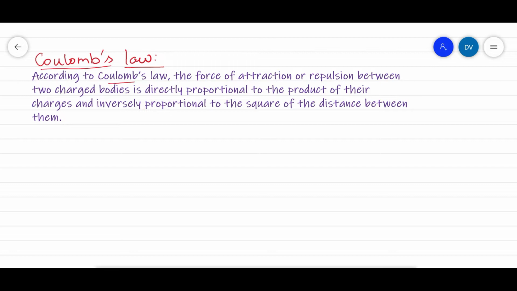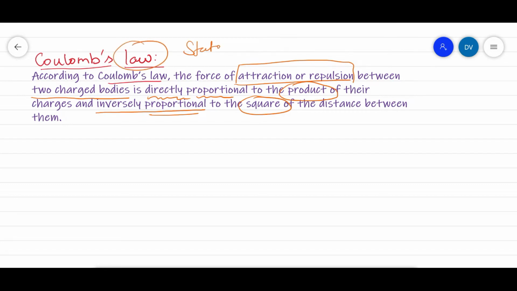According to Coulomb's law, the force of attraction, so you can see the keywords here, attraction or repulsion between two charged bodies is directly proportional to the product of their charges and inversely proportional to the square of the distance between them. So every time you are reading a statement like this, law means we will call that a statement. If we start to read the statement like this, we will get bored. Frankly, we will get bored.